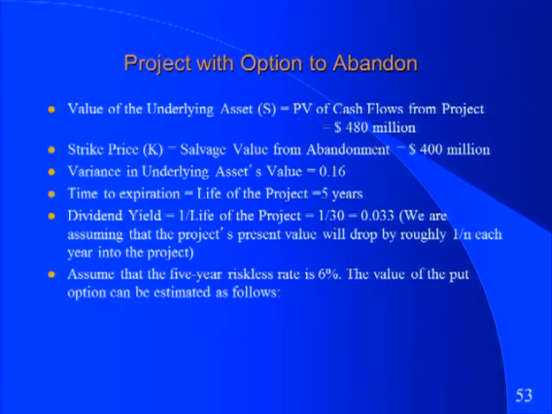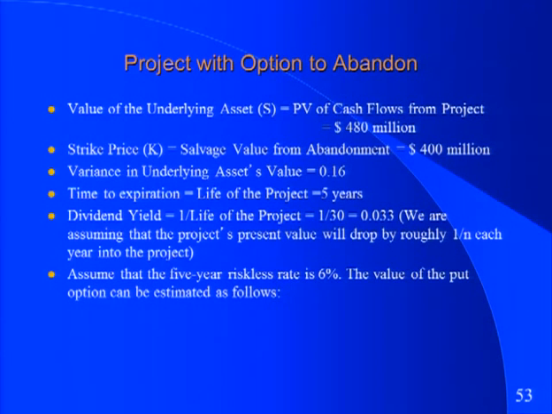So let's value the put option. Here's what it looks like. The value of the underlying asset today, and that's a common theme running across all of these option pricing models, S is based on what you know today. And today the present value is $480 million. The strike price is what you get from abandonment, $400 million. The variance is 0.16, so you're very uncertain about the $480 million. You have 5 years on this option.